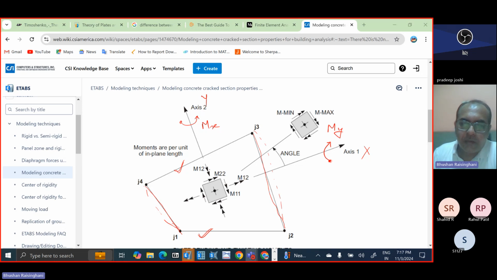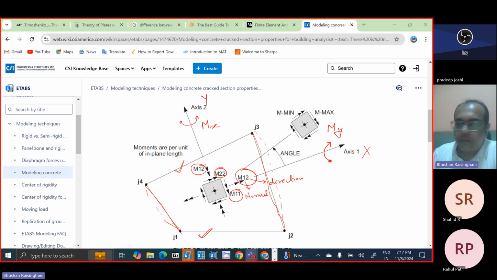Okay. So what I am trying to tell you is M12, they have marked. So one is the normal surface where the force is acting, and the other is the direction in which the force is acting. Okay. And this will be M12 and this is again M12. This is M11 and this is M22. Okay. So now let us see the full form of all these moments. Then it will be clear to you.